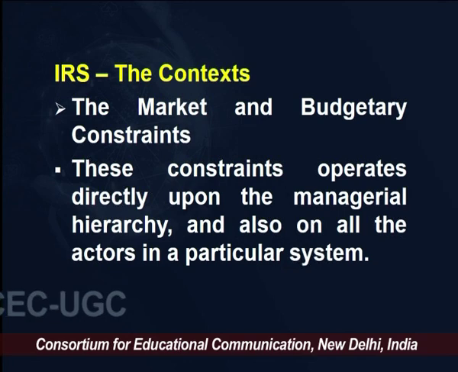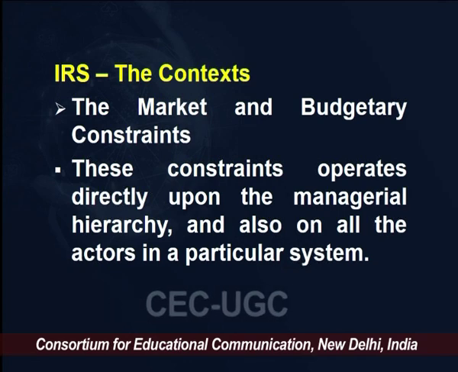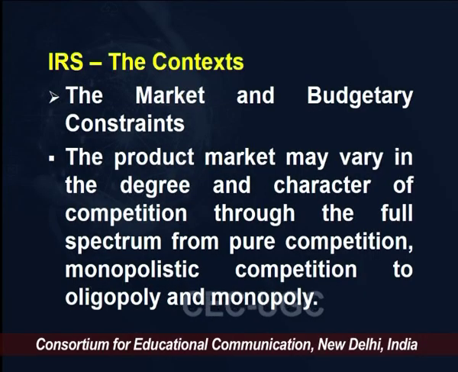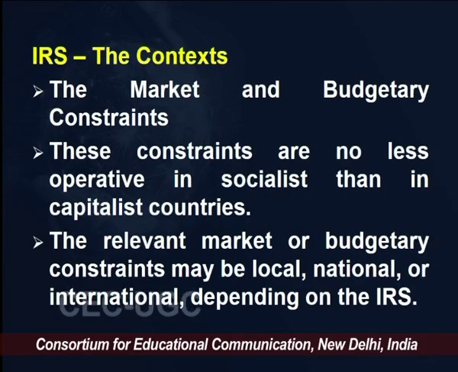The market and the budgetary constraint is another matter of context. These constraints operate directly upon the managerial hierarchy and also on all the actors in a particular system. The product market may vary in degree and character of competition through the full spectrum, from pure competition and monopolistic competition to oligopoly and monopoly. These constraints are no less operative in socialist than in capitalist countries. The relevant market or budgetary constraints may be local, national, or international, depending on the IRS.